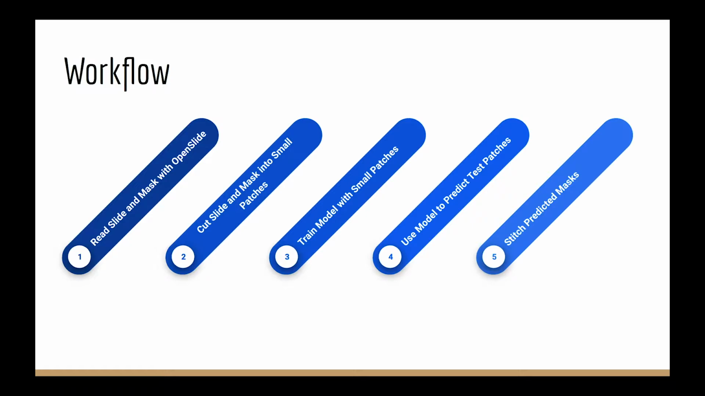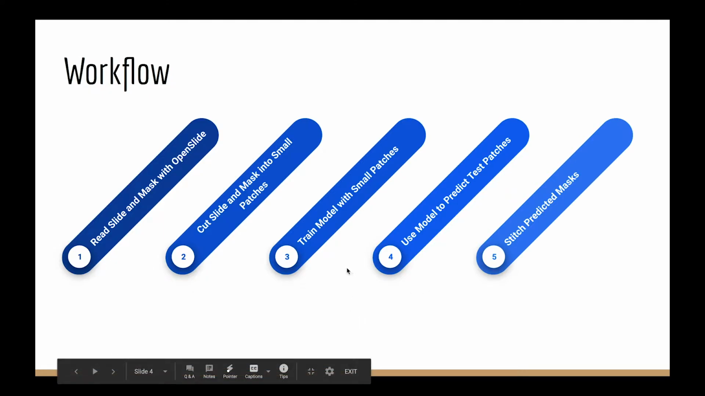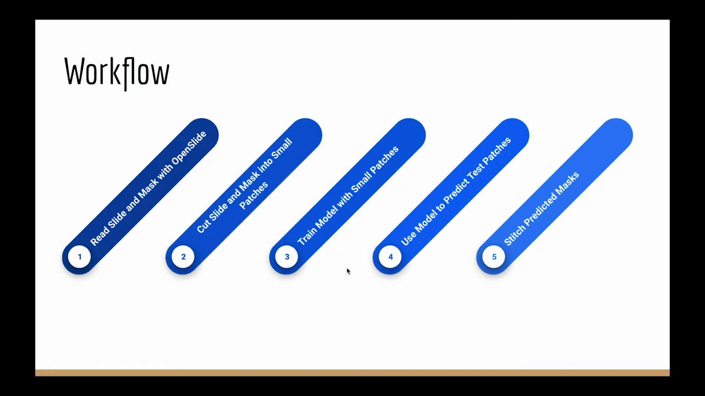Before we jump into details, let's have a quick overview of our project. We started by reading the gigapixel level slides and masks, cut them into small patches, and use them to train our model. Once we have our model, we can use it to predict masks of test patches. Then we need to stitch the small mask patches created by our model into one big gigapixel mask.